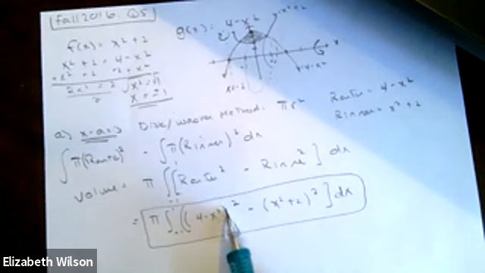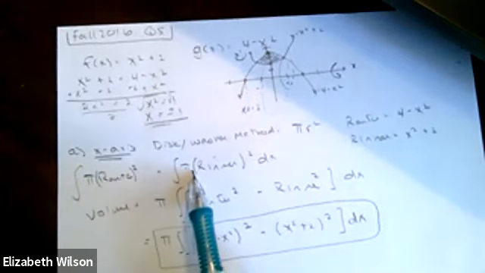Okay, my outer minus my inner, but each one individually squared, because what we're doing is pi r squared minus pi r squared dx. Dx gives us our thickness of that little circle that we're trying to do.